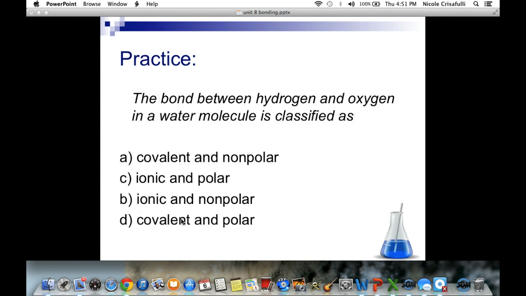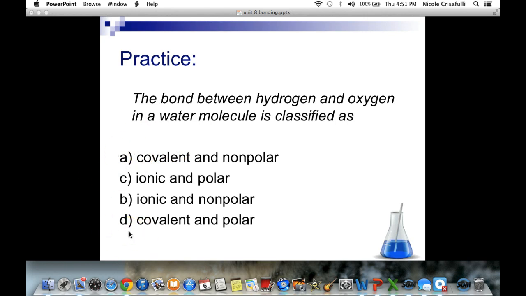Let's look at a different one. The bond between hydrogen and oxygen in a water molecule is classified as what? Covalent and nonpolar, ionic and polar, ionic and nonpolar, covalent and polar. Pause the video, answer the question, and then we'll be back. Welcome back. We're looking at a bond between hydrogen and oxygen. Hydrogen is a nonmetal, oxygen is a nonmetal, so you're looking for one of the answers that has covalent in it. So it's either going to be A or going to be D.